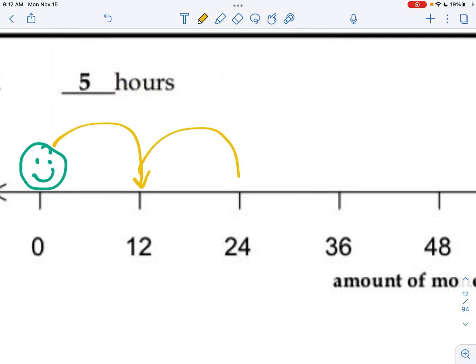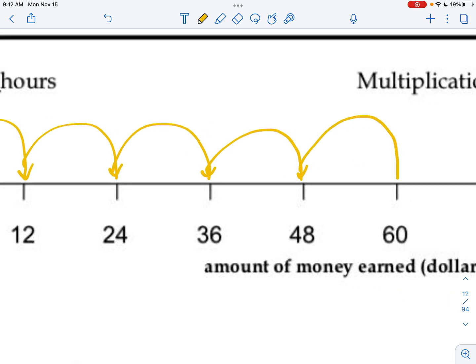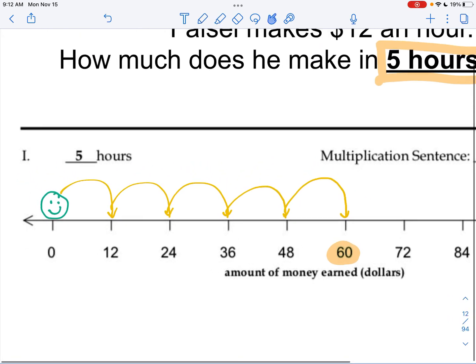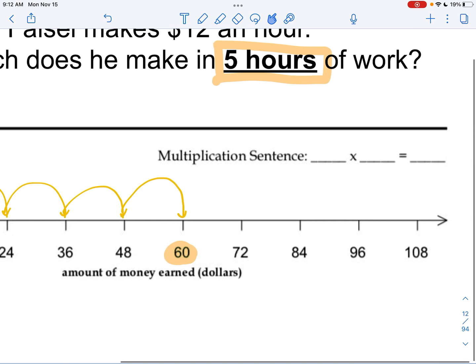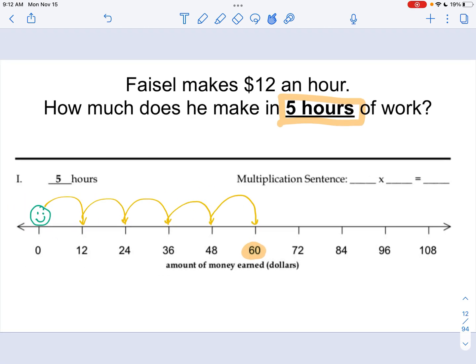1, 2, 3, 4, 5. Faisal would make $60. Now here's the next step. I'm going to go over to the multiplication sentence. Faisal had jumps over and over and over.